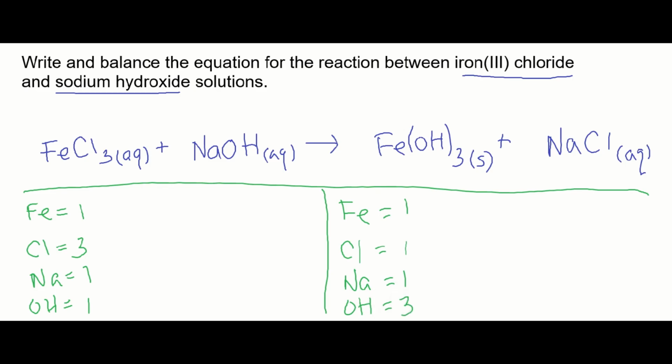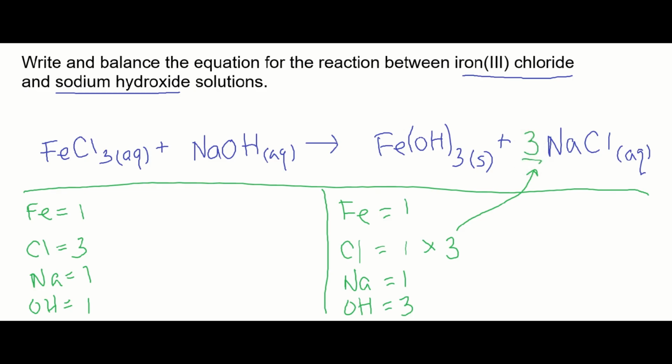So I can see the balancing needs to be done with the chlorine and the hydroxide. So it's not going to matter which one you start with first. I'll just do the chlorine. I'm going to go to the product side because I need to multiply that to balance out with the 3 chlorines on the reactant side. So that multiplier needs to go where I see the compound with chlorine. All right? I can't squeeze coefficients in between formulas.